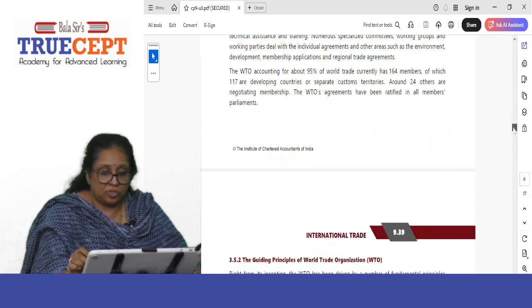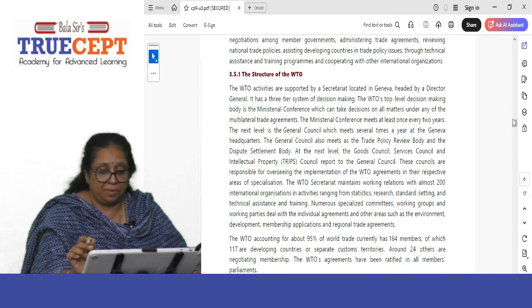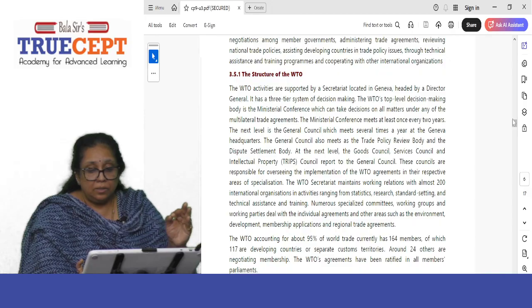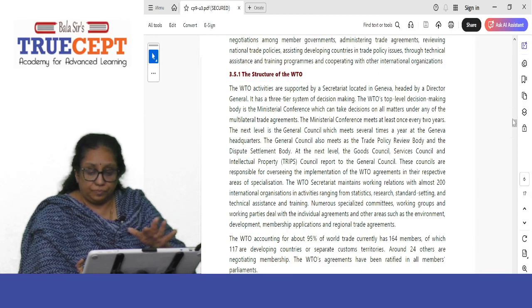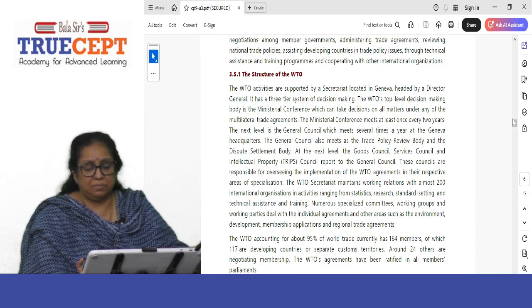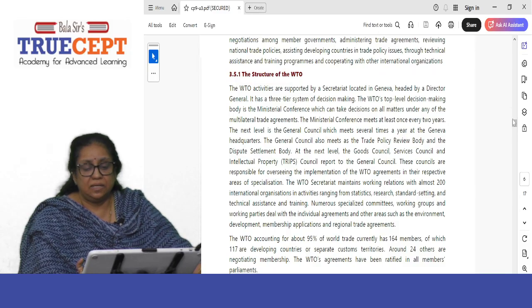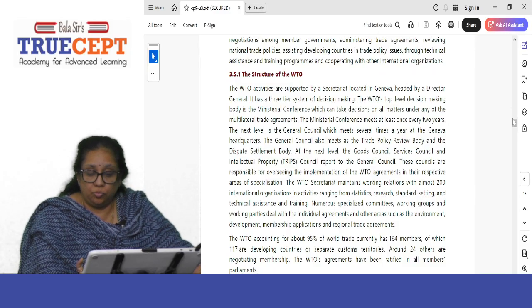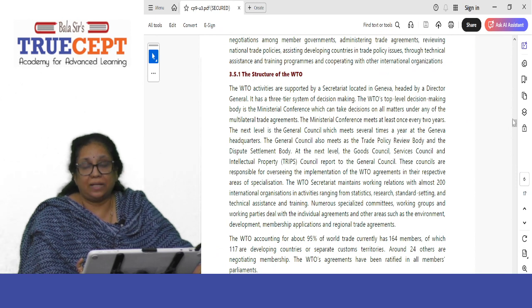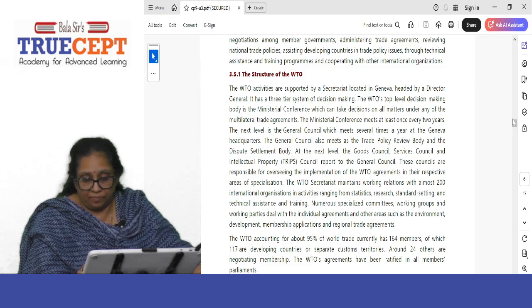And the structure of WTO, please remember, again there are only 3 levels. So, any question is possible here. The ministerial conference meets at least once every dash years. I can write 2, I can give 3, I can give 1, I can give 4 years also. So, the right answer is the ministerial conference meets at least once every 2 years.